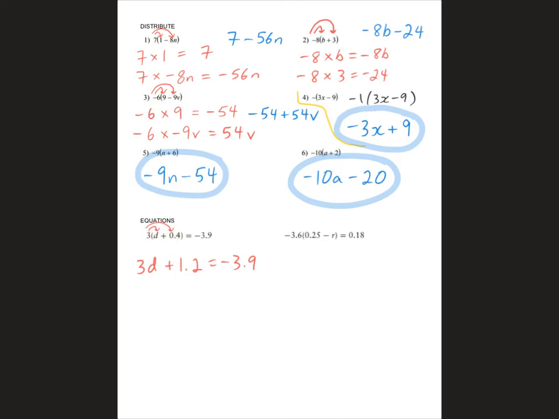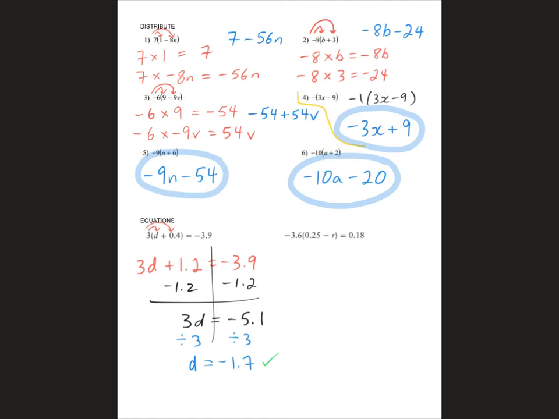And now we simply solve it. Draw a line through the equal sign. Subtract 1.2 from both sides. And we get 3d on the left. And this is going to give us -5.1. And then divide both sides by 3. Divide by 3. And d is going to give us -1.7. Okay?